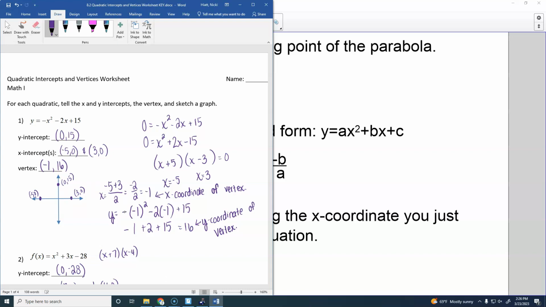Those are my x-intercepts. My y-intercept would be at 0, 15, so I could put that here. And I will label that point. And then my vertex is at negative 1, 16, so negative 1, 16 would be just a little bit higher than that y-intercept point. This would be negative 1, 16 right here. And then I'll just trace in my graph for that. This just gives us kind of a general picture of what this would look like.